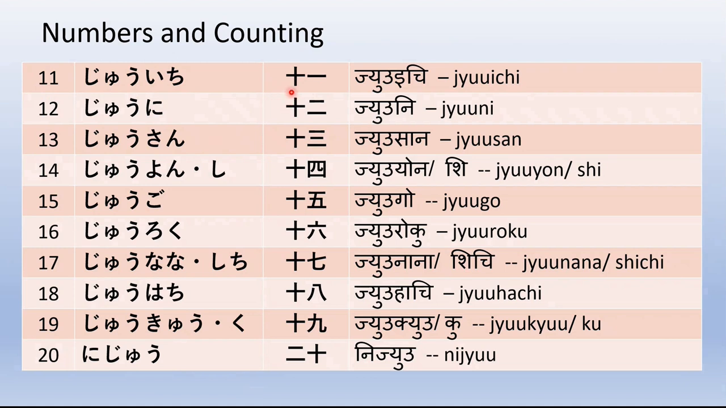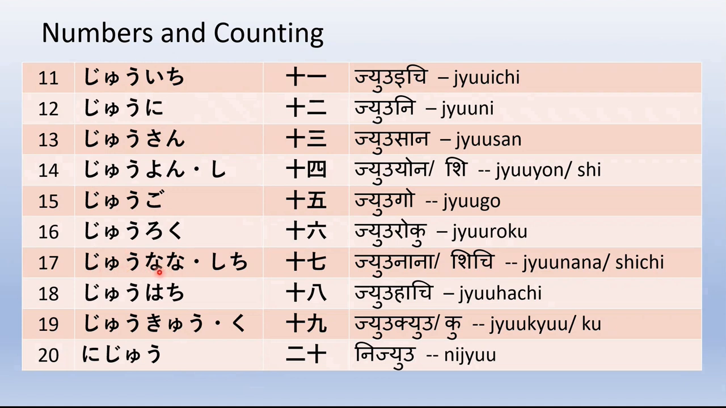So 11 is 10, 1, Ju, Ichi. And in kanji, it will be written as Ju. This symbol is for Ju and this symbol is for Ichi. So Ju, Ichi. Likewise, Ju, Ni. Juni is 12. Jusan, 13. Juyon, 14. Jugo, 15. Juroku, 16.